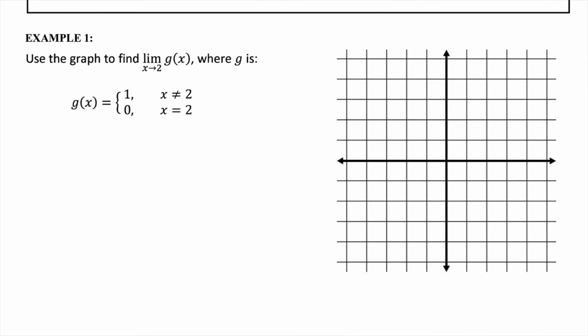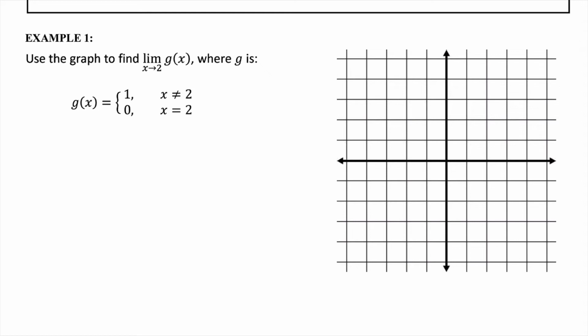Number 1. We're working with graphs today, so if they don't give us a graph, we're going to have to graph. Luckily, the graphs today aren't that bad. We have to use the graph to find the limit as x approaches 2. We're going to graph g of x. G of x is a piecewise function. Piecewise means it has more than one piece. When x is equal to 2, y is always going to be 0. When x is not 2, it's always going to be 1.